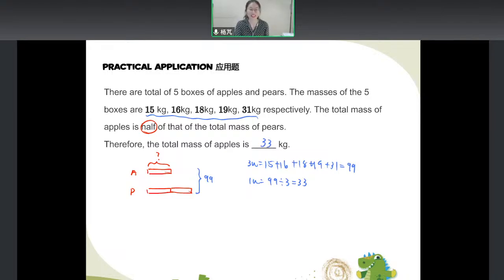Okay, so that is why I said we cannot just assume apple is 15 and then try to let the other number be twice of 15. Cannot, because you will find that A is 33. 33 means maybe this box carries all the apple, but another 2 kilograms of the apple is in another box. Yeah, this is the hardest question in Section B.